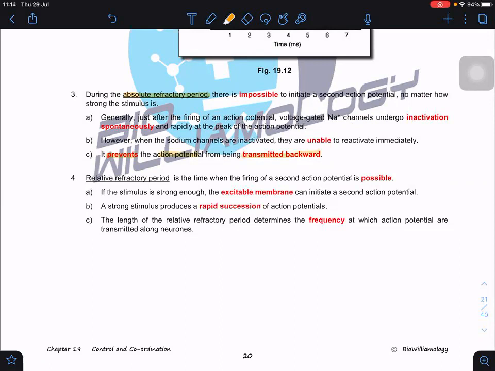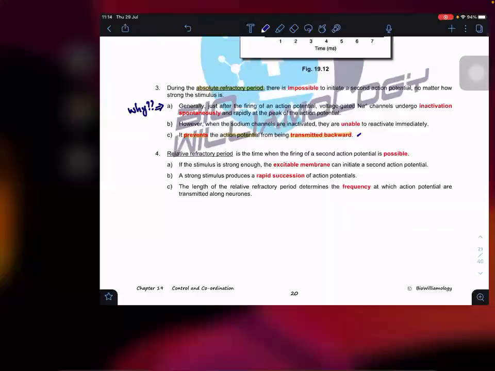Okay, I will explain this later when looking at transmission. But don't worry about this part first, but understand why we cannot generate any action potential during this absolute refractory period. Okay, so let me draw the diagram again.